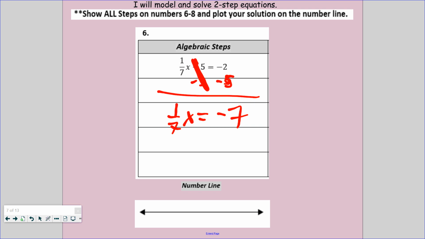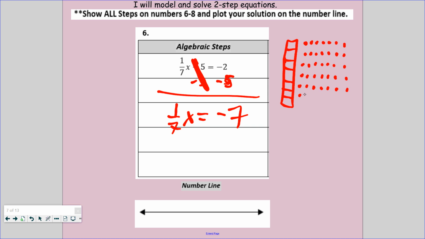We want to figure out what x is equal to. If you want to, here's our picture. Here is 1, 2, 3, 4, 5, 6. So each 1/7 x has 7 negatives. This 1/7 x has 7 negatives, and so does each of the other 1/7 x's. So the entire x is equal to -49.